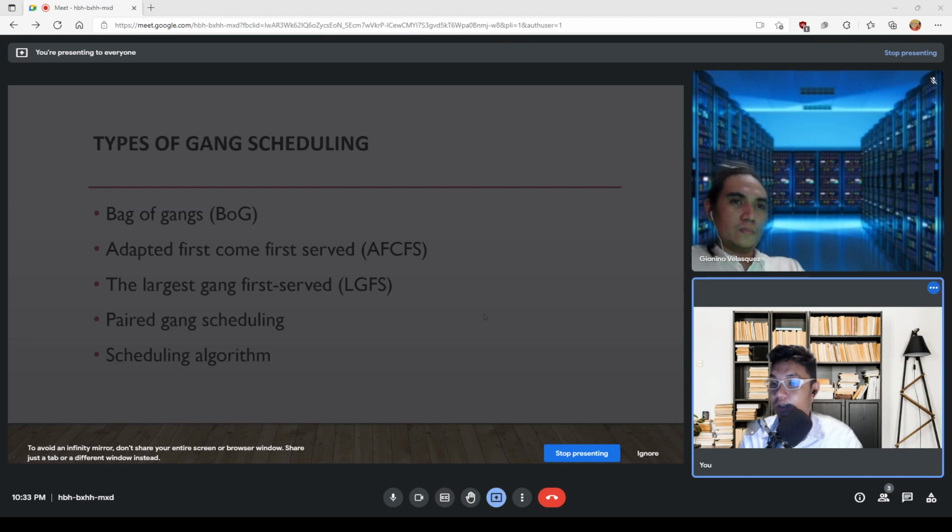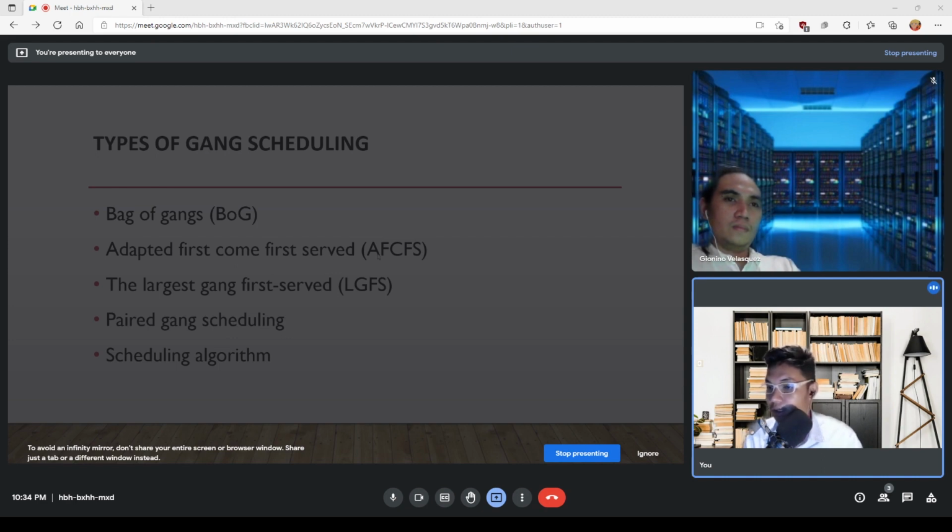So there are types of gang scheduling. Bag of gangs scheme. This means all the gangs can be sent together to the system when a job is executed in the system. The execution can never be completed unless all the gangs that belong to the same BoG, or bag of gangs, are complete.